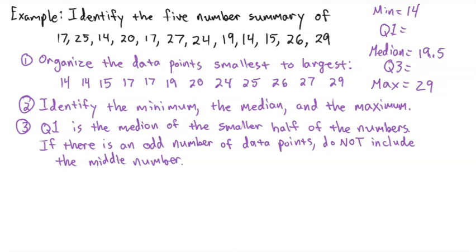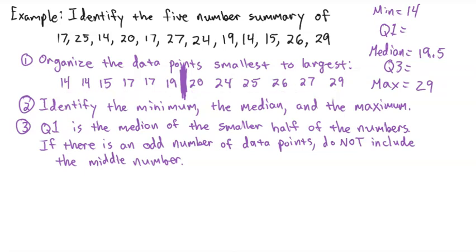And so, for example, let's pretend that we did not have this 14 here. Well, now we would have 11 numbers. That's an odd number, and the middle number would then be 20, so we would not include 20. But we have 12 data points, and so this is halfway, right between the 19 and 20. We have 6 here and 6 here.